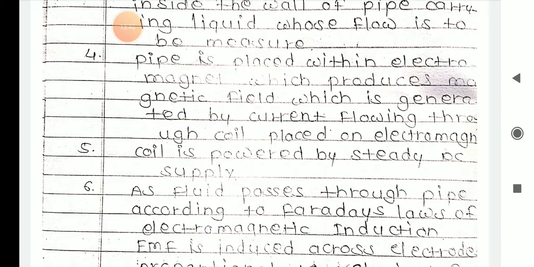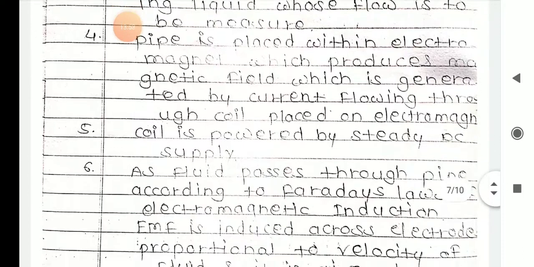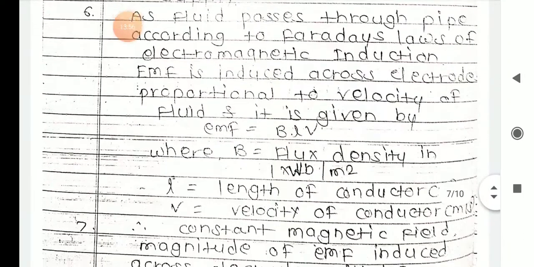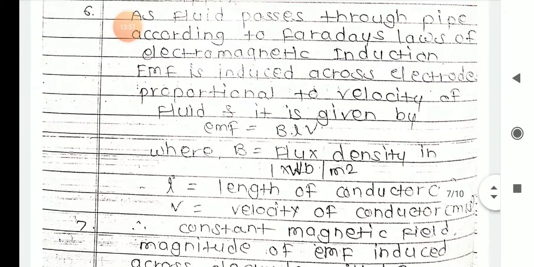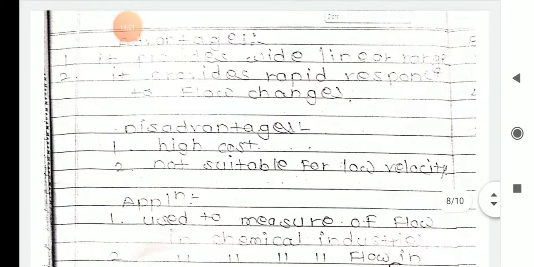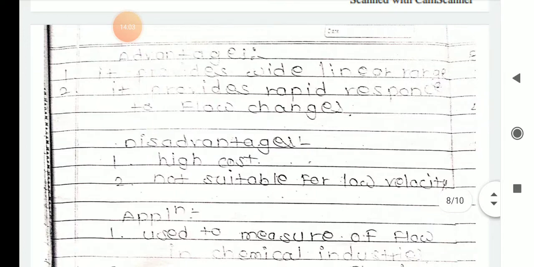And the last point: therefore, with a constant magnetic field, the EMF induced across the electrodes will be directly proportional to the velocity. So this is the working and construction of the electromagnetic flow meter. So this is the concept of the miscellaneous type. Next we will discuss the advantages.